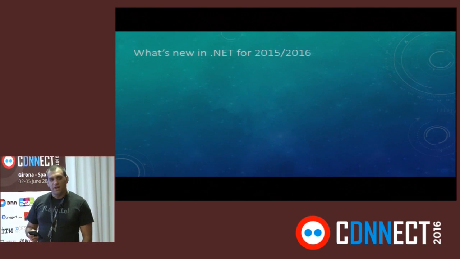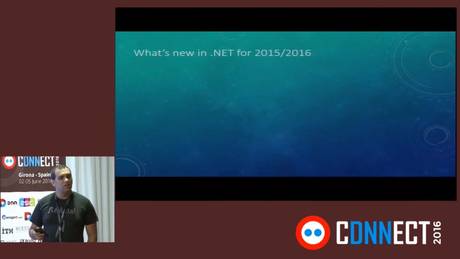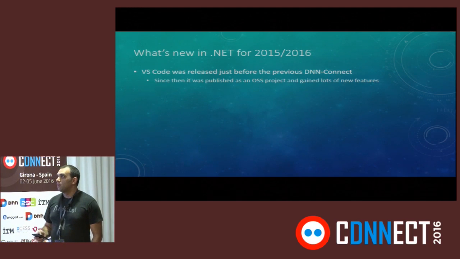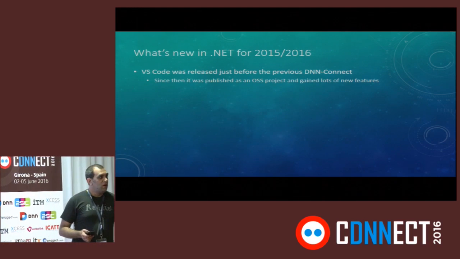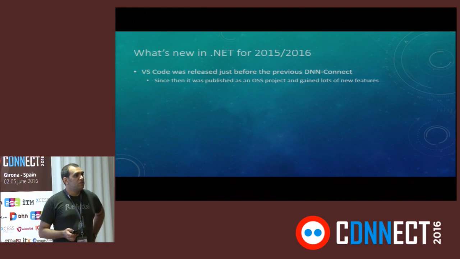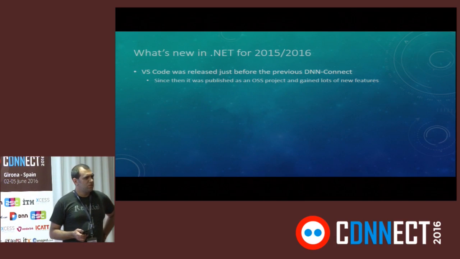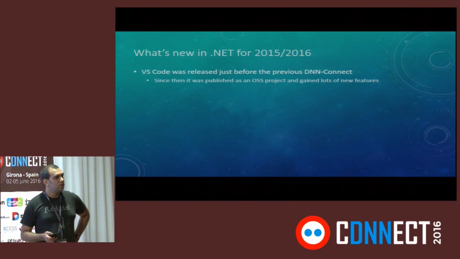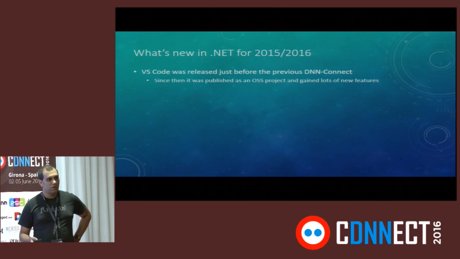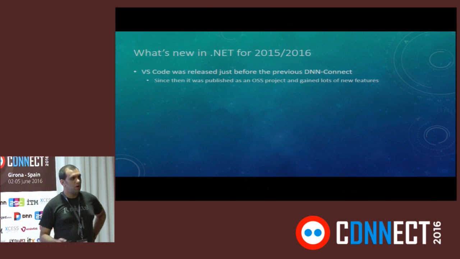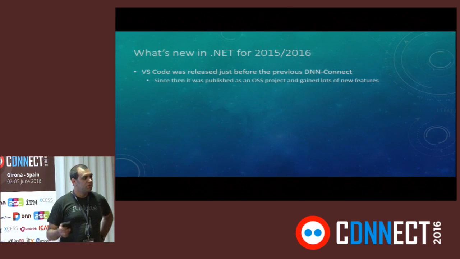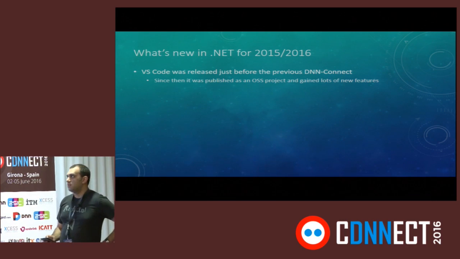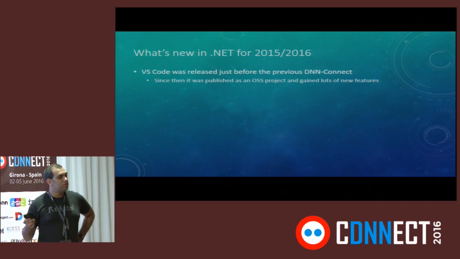So what has been happening in 2015 and 2016? First of all, what was brand new last year was VS Code. It was released, I think, just maybe a couple weeks before DNN Connect last year. VS Code is a free cross-platform version of Visual Studio: Mac, Linux, Windows. It supports C#, PHP, JavaScript, Node, you name it, it's in there. And it's been open sourced since then.